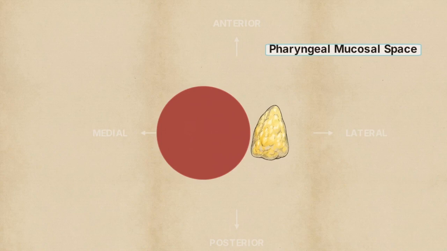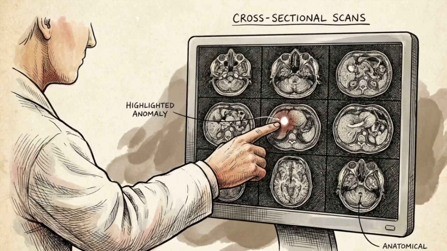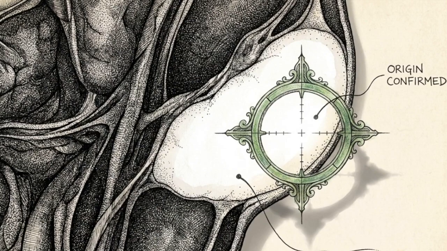pharyngeal mucosal space. By mastering this fat displacement compass, a radiologist or surgeon can take a vague neck mass and pinpoint its exact local origin within seconds of opening the scan.